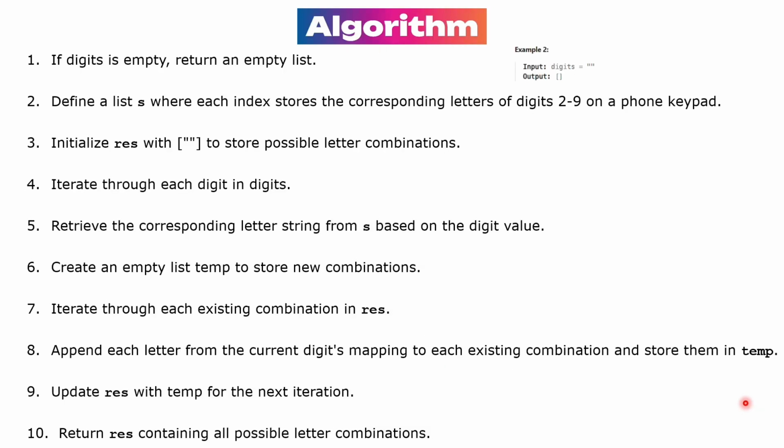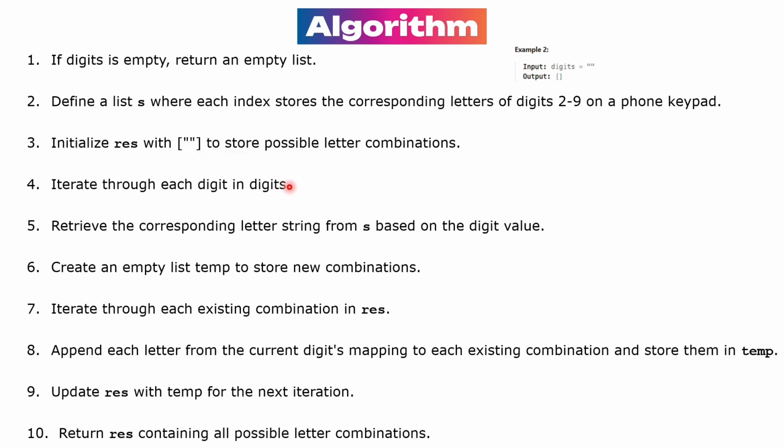Now we have understood the problem statement and sample cases. Let's break down the approach and algorithm to solve this problem step by step. First, we have to check if the input string is empty, since there is a sample case for empty input string. If it is, we simply return an empty list since there are no possible letter combinations. Next step is to define a list that stores the corresponding letter mappings for digits 2 to 9, just like a phone keypad. We initialize a list named results with an empty string, which will be used to store the possible letter combinations as we build them step by step.